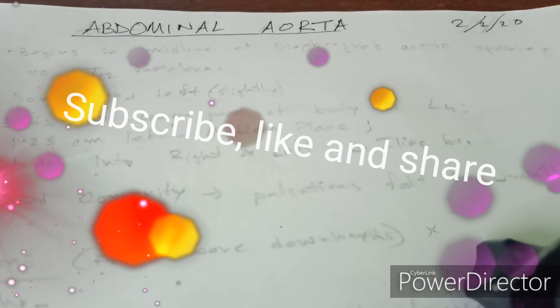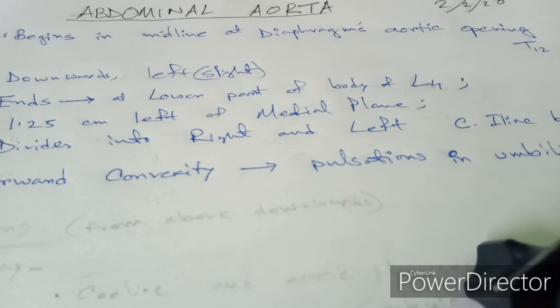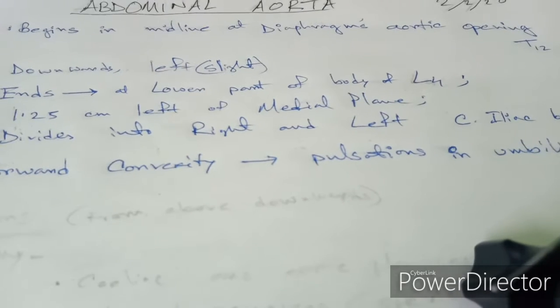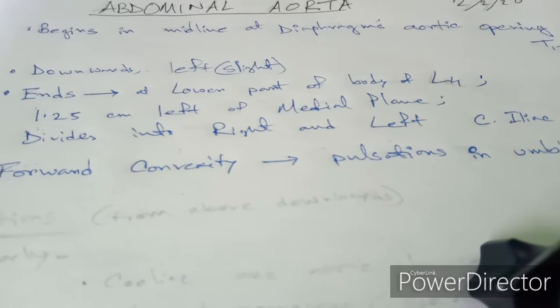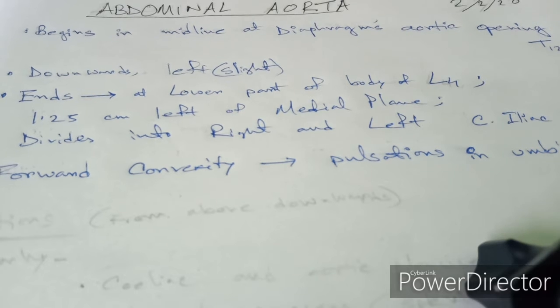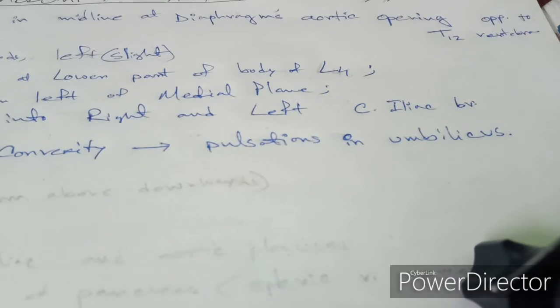We are going to discuss the abdominal aorta. It begins in the midline at the aortic opening of the diaphragm, opposite the T12 vertebra, and passes downwards and slightly to the left. It ends at the lower part of the body of the L4 vertebra, 1.25 centimeters left of the medial plane, and divides into right and left common iliac branches.